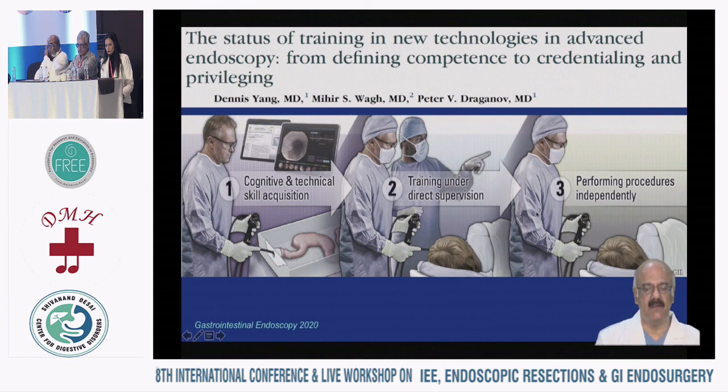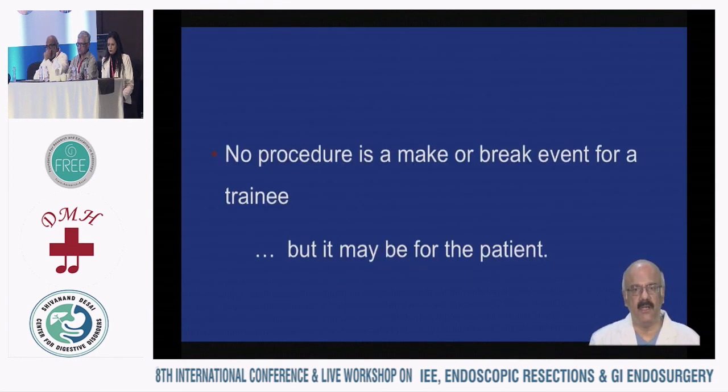Now, these 3 steps are very, very important in advanced endoscopic training, and ESGE now has put specific numbers. For example, they have cognitive and technical skill training, which is to be done with at least 20 models, then training under supervision to be done in at least 5 cases, and finally performing at least 20 independent procedures before you are declared competent in that particular procedure. So I think this is becoming increasingly important, because it's important to remember that no procedure is a make or break event for the trainee, but it is for the patient.